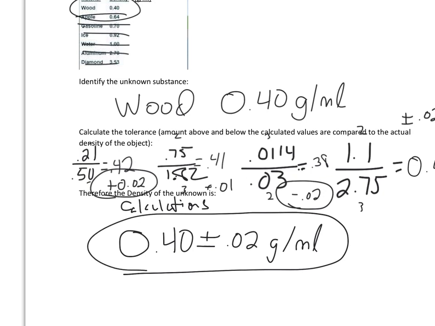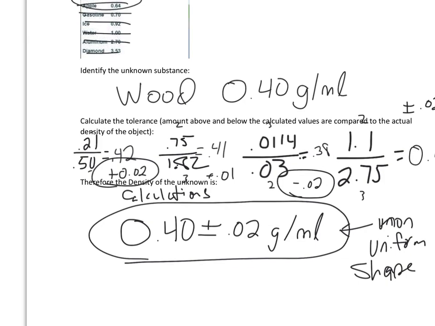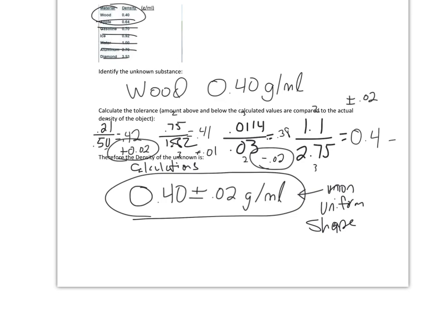And I use milliliters because in this experiment, this was a non-uniform shape. That means it was odd. It wasn't like a square or a rectangle. It was something harder to calculate. Okay? All right, so that would be my answer there.